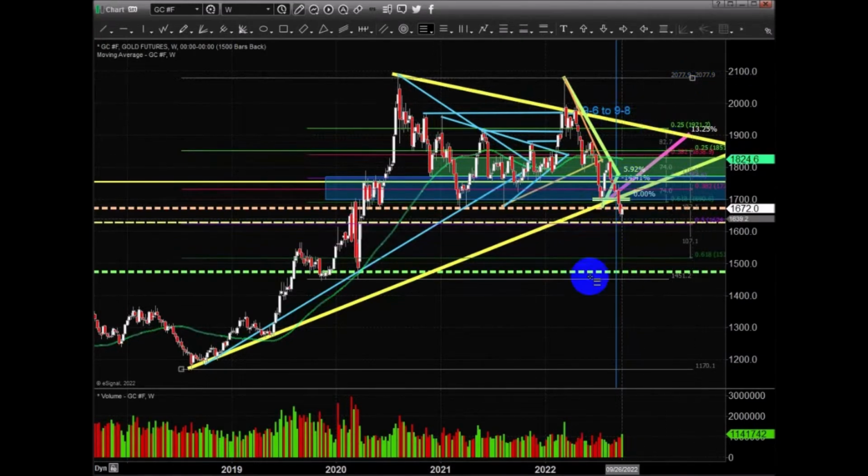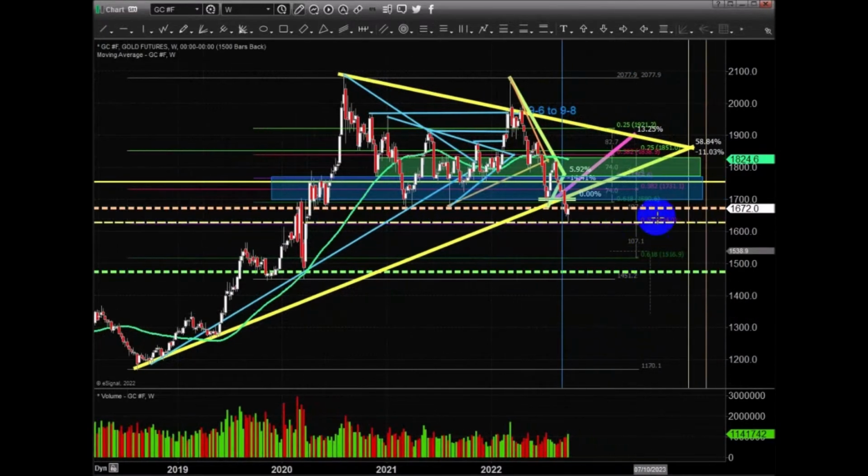Get my mouse to cooperate. We are, and let me drag this over, we are just below the 382 and right at the 50% level, right at this yellow line. So that's why, again, one of the reasons why I really like gold. Now, gold, let's take a look here.